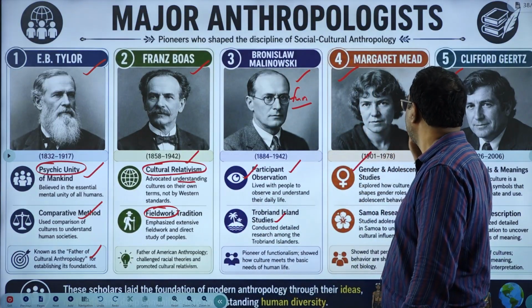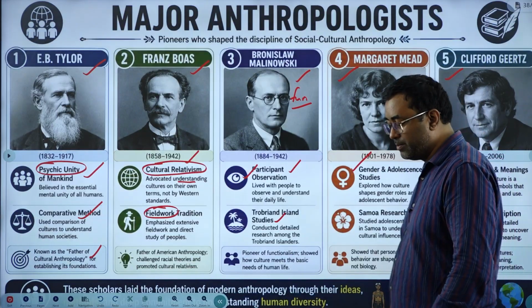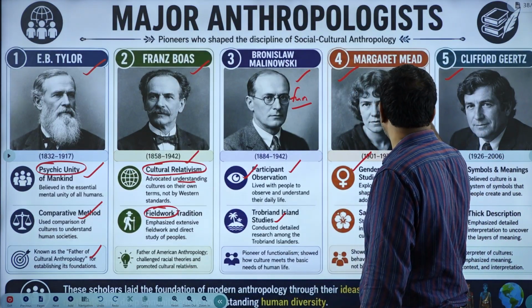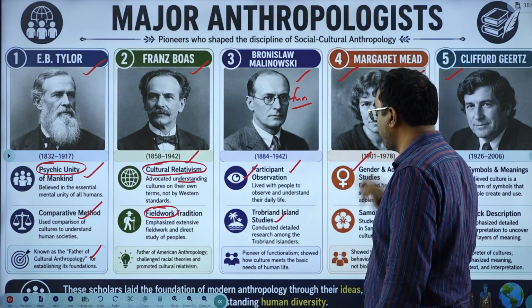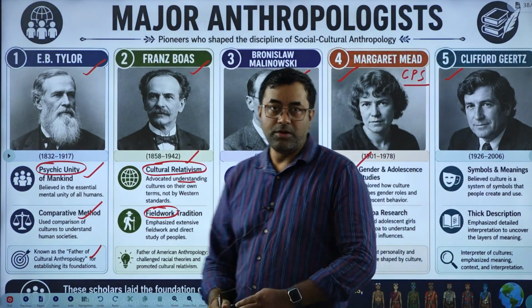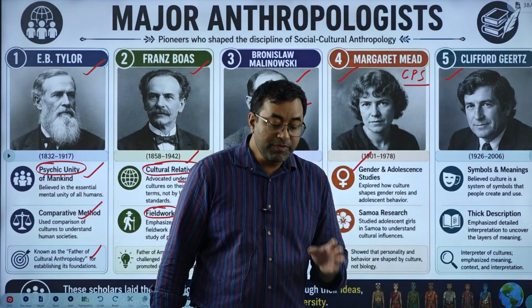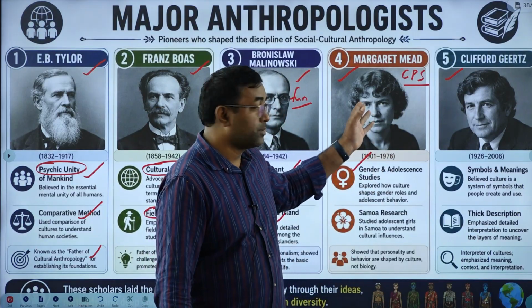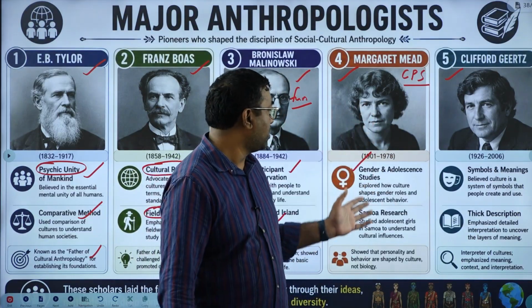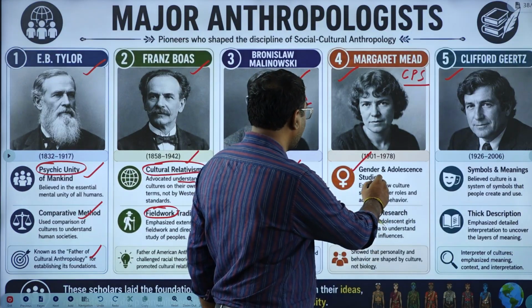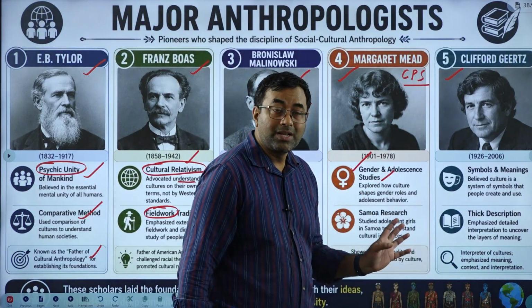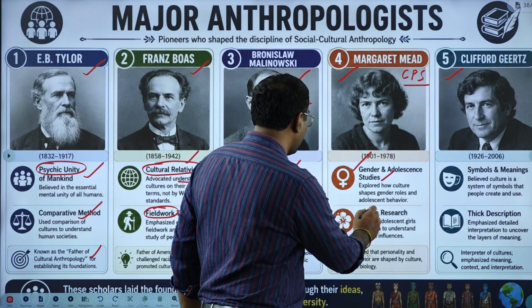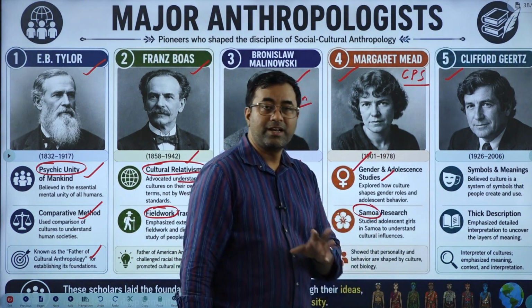Next one is Margaret Mead. She belonged to the culture and personality school of thought. She was also a very prominent anthropologist, a female anthropologist. In the culture and personality school of thought, and on the whole, she concentrated on gender studies and adolescent studies, particularly in Samoa. Samoa is also one of the islands in the Pacific Ocean.